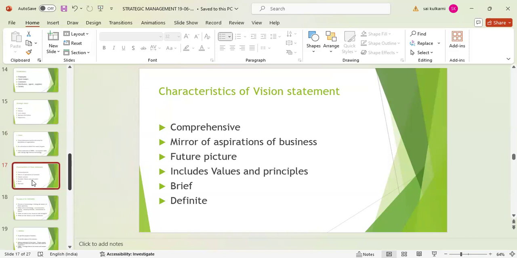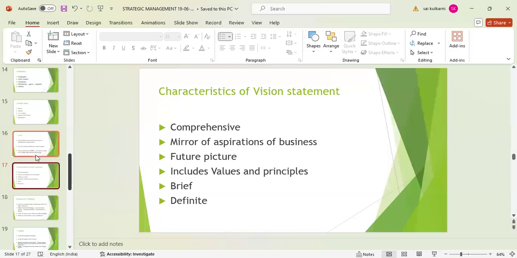It should be comprehensive. Comprehensive means all-inclusive. All the points should be covered, equally weighted, equally focused. So the vision statement should be comprehensive, so the goal of the organization can be defined very clearly.